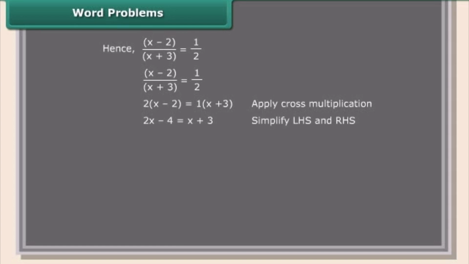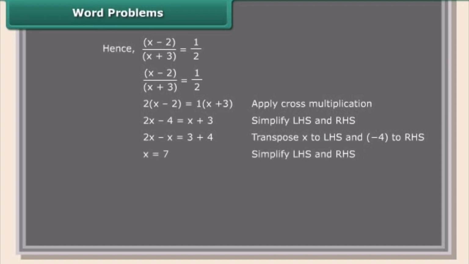Simplify LHS and RHS. 2x minus x is equal to 3 plus 4. Transpose x to LHS and minus 4 to RHS. X is equal to 7. Simplify LHS and RHS. Original fraction is equal to x minus 3 upon x is equal to 4 upon 7.